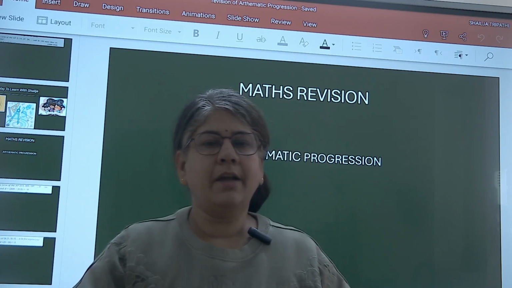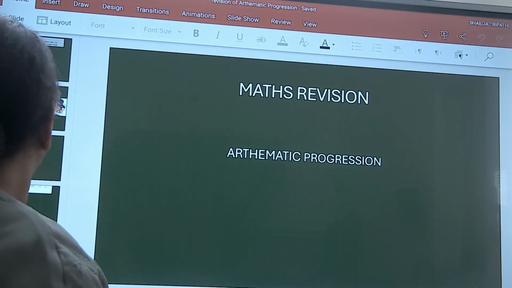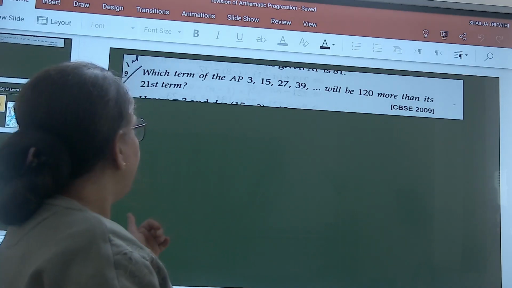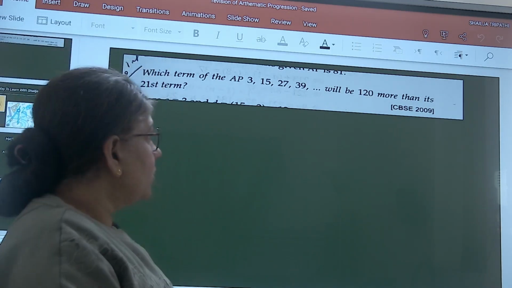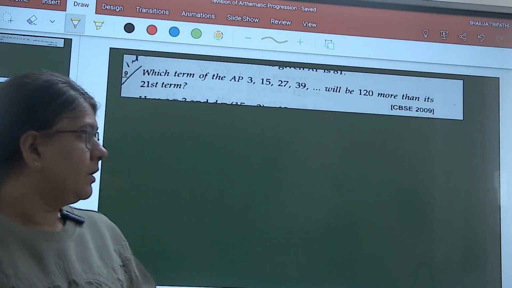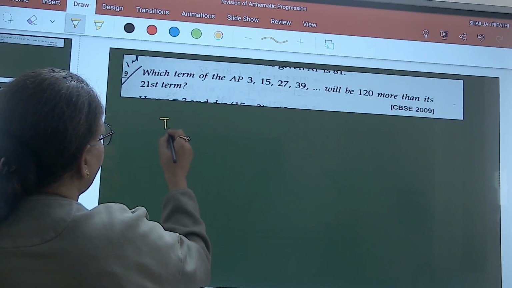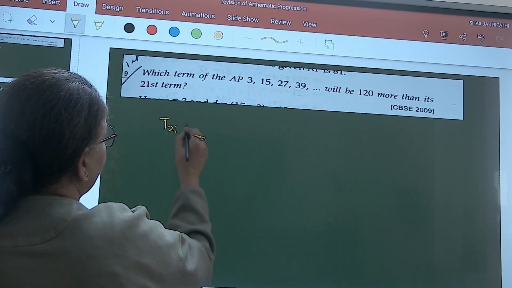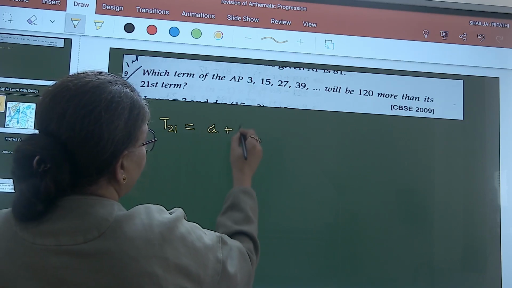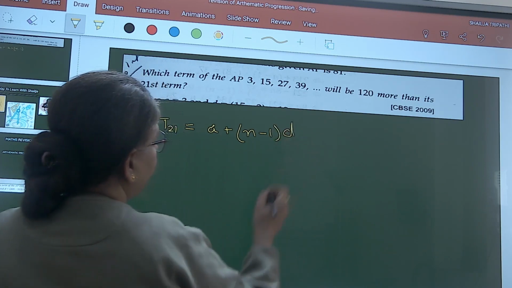So let's get started. Our first question is: which term of the AP will be 120 more than its 21st term? So we'll first find the 21st term. To find the 21st term we'll use the formula T21 is equal to A plus (n minus 1)d.